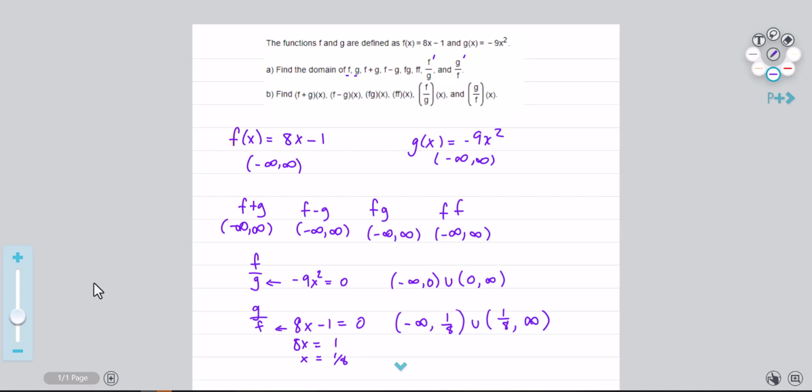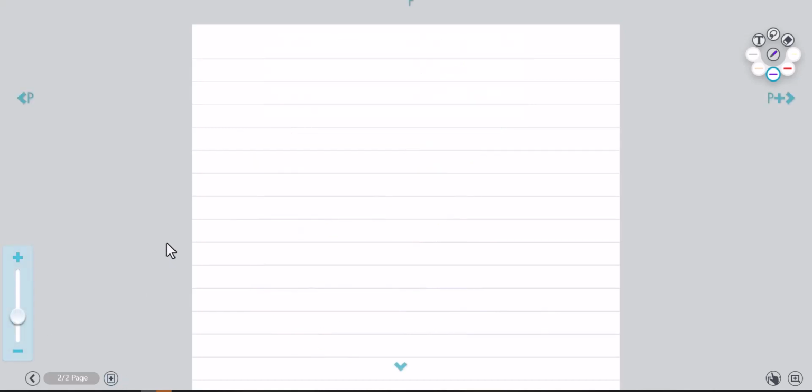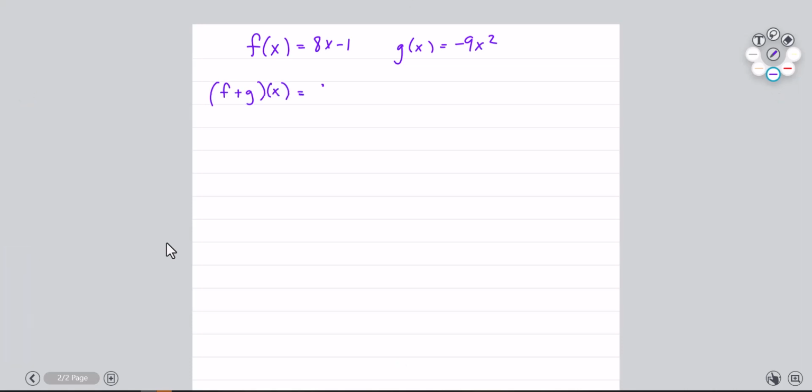All right, so now I'm going to go and do all of this crazy stuff. So I'm going to bring up a new page, and remembering that my functions were f of x equals 8x minus 1, and my g of x equals negative 9x squared. First thing I want to do is add f of x and g of x. Well, that's pretty easy. I just simply add them. So plus negative 9x squared and 8x minus 1 minus 9x squared.